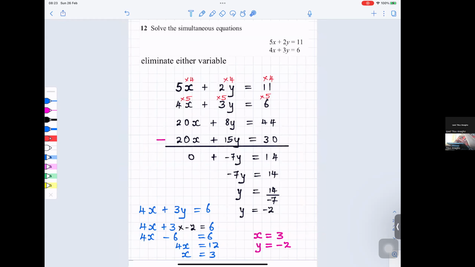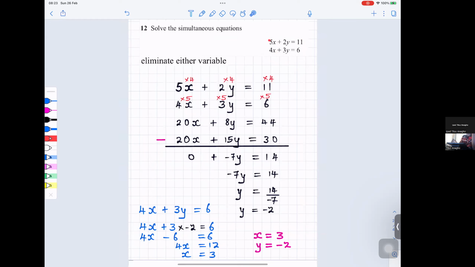Question number 12. Solve the simultaneous equations. 5x plus 2y equals 11 and 4x plus 3y equals 6. Eliminate either variable. I always try to eliminate the first variable, which is x. So the first thing I want to do is make the x terms the same.